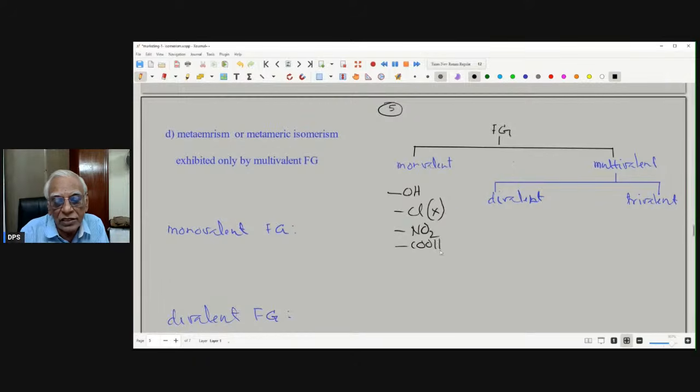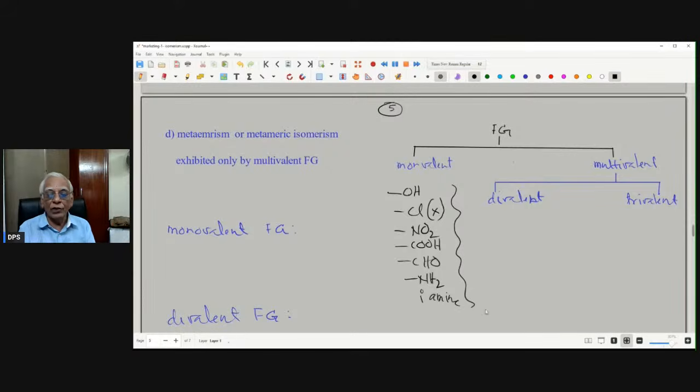COOH, carboxylic acid, I put only one dash. CHO, only one dash. NH2 is a primary amine; a 1 degree amine is called a primary amine. All of them are examples of monovalent groups. They can be attached to only one carbon atom, anywhere, the terminal carbon atom or the middle carbon atom.